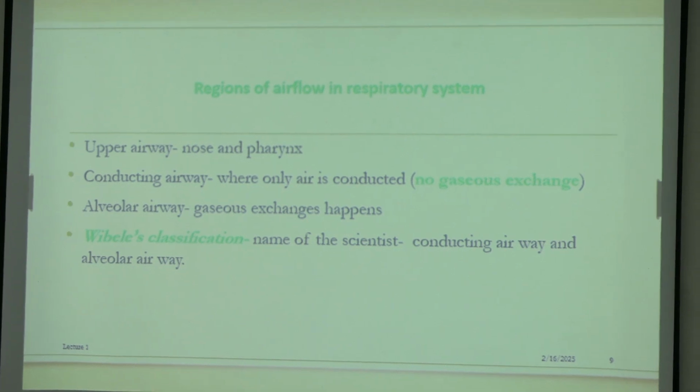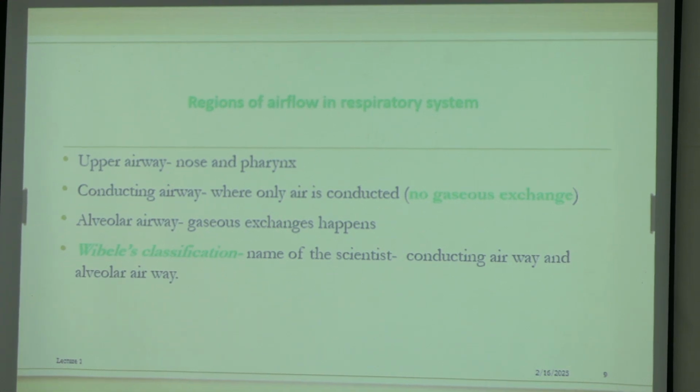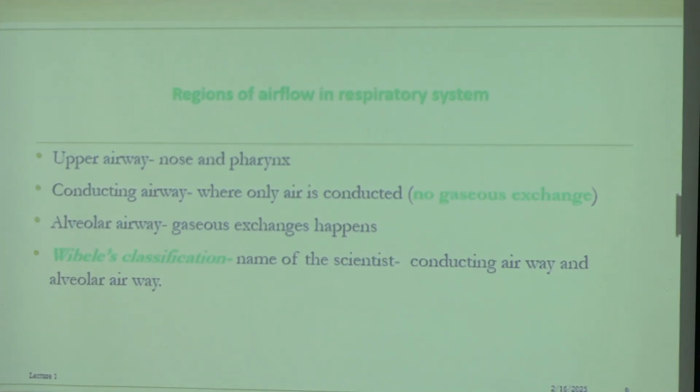Now, after both these things, the disease that occurs in these particular conditions was related to secretion only. Now, to know about the details of the respiratory system, we must know about the different regions of the respiratory system. So here, the regions are the upper airway, the conducting airway, and the alveolar airway.